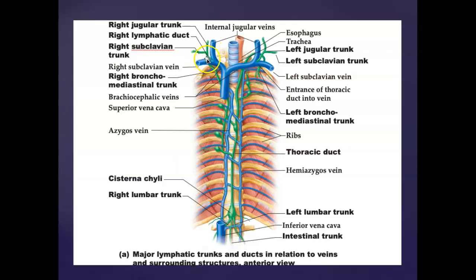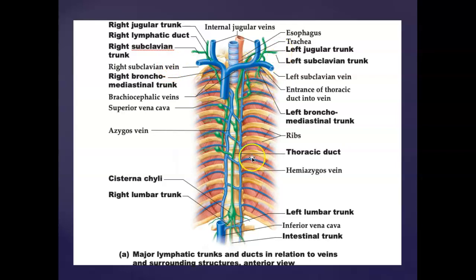And this is going to drain lymphatics from the right upper extremity, from the chest, the thoracic cavity, and the head on the right side. So this is going to be mostly coming from the right side of those structures, draining into the junction here where the right jugular and subclavian veins join. The other side, the other part here on the left, is called the thoracic duct.